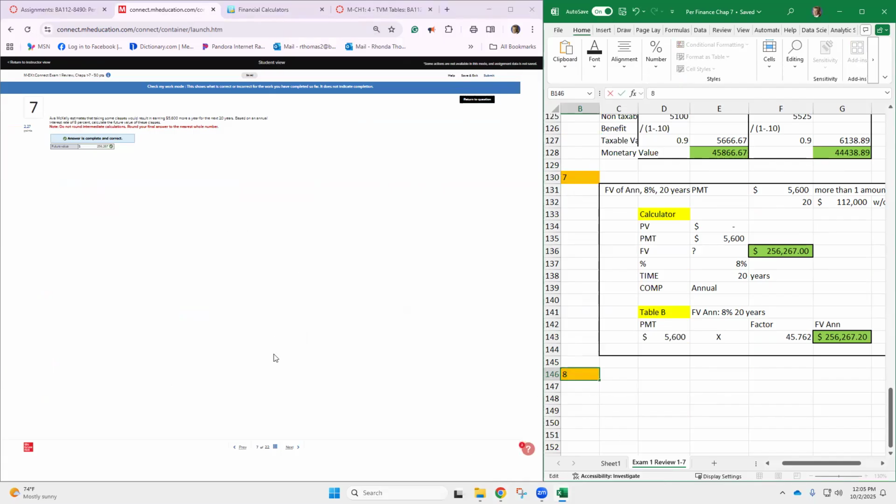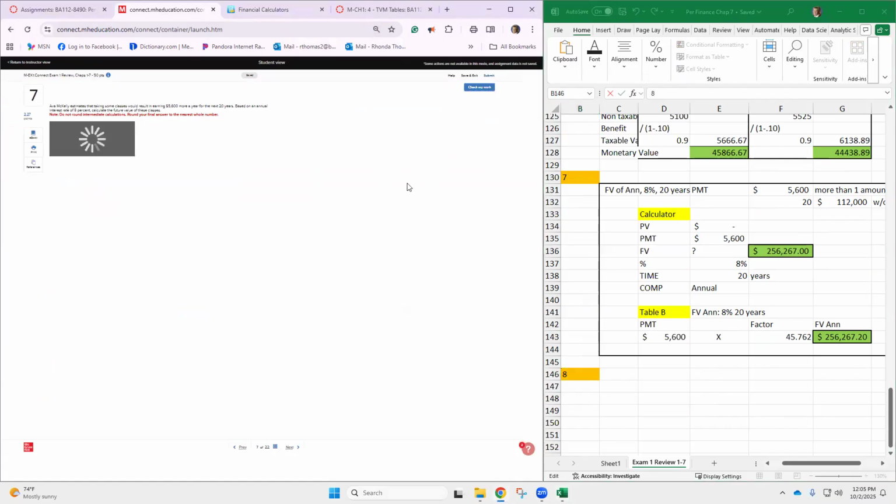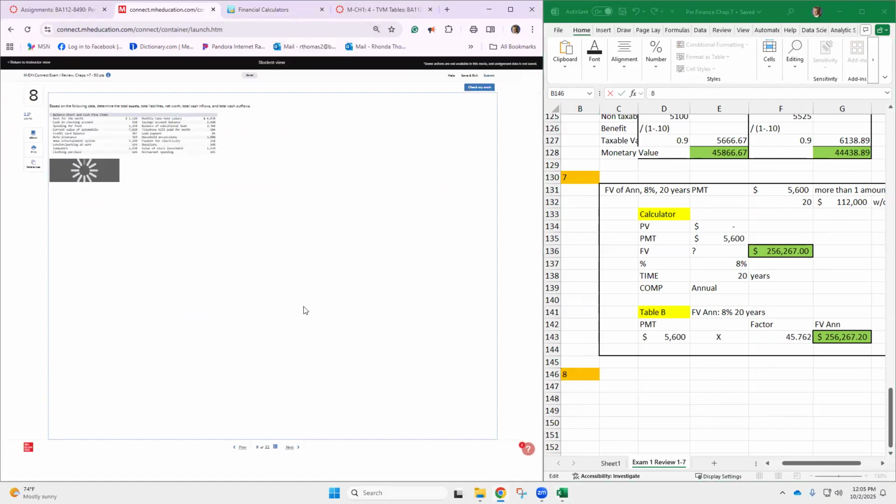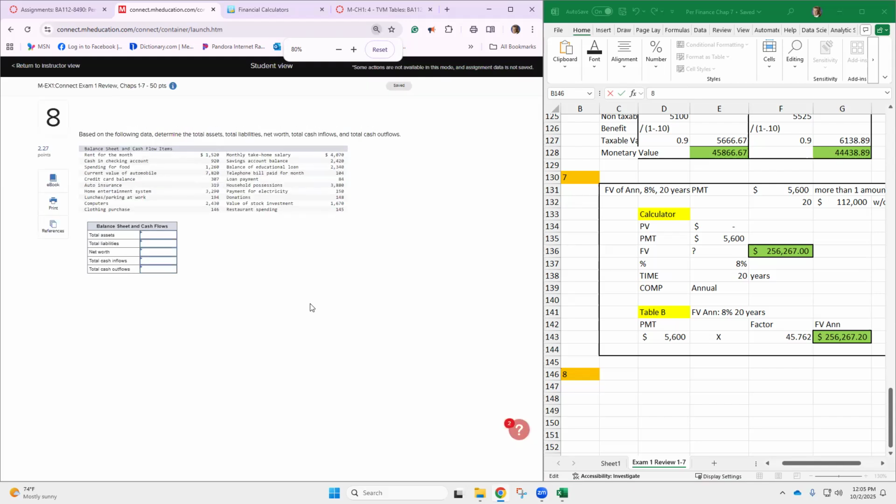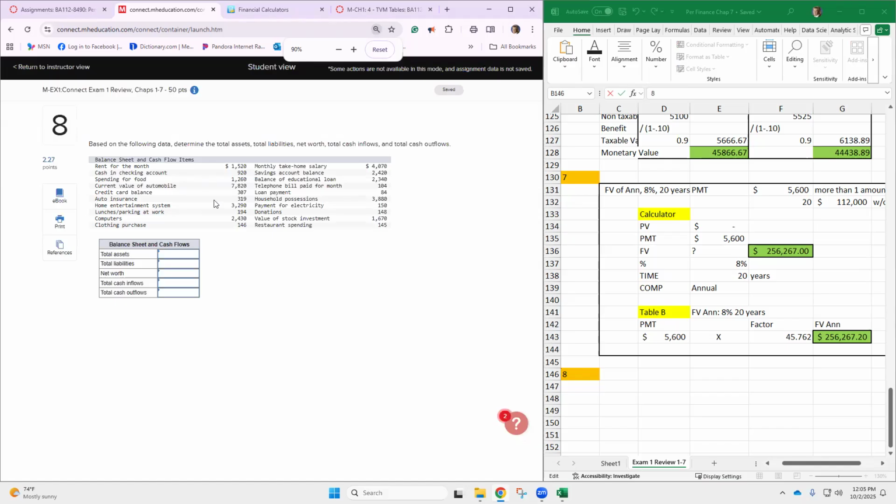Number 8. Turn to question. Okay, here's the big one. It's got 20 items here. You say, how do you know? Because I've counted it a lot of times. They got 10 on one side and 10 on another.